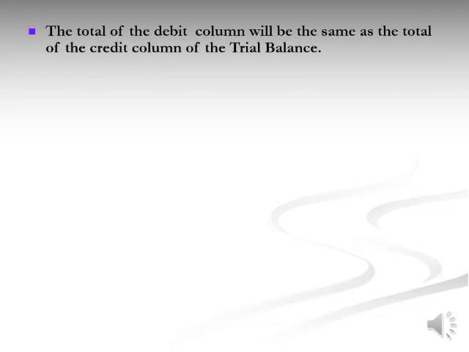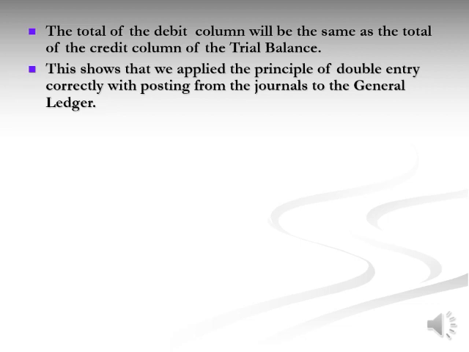Then the total of the debit column will be the same as the total of the credit column of the trial balance. In other words, after you've recorded all accounts that have got debit balances in the debit column and all accounts that have got credit balances in the credit column, when you add these two sides, they must both add up to give you the same amount. They must give you the same amount. If not, then it tells you that something is wrong.